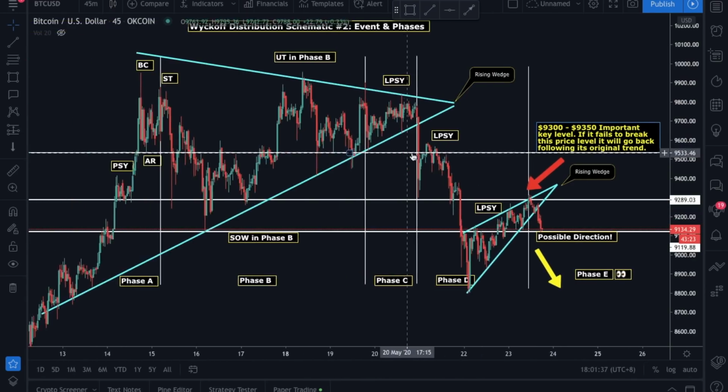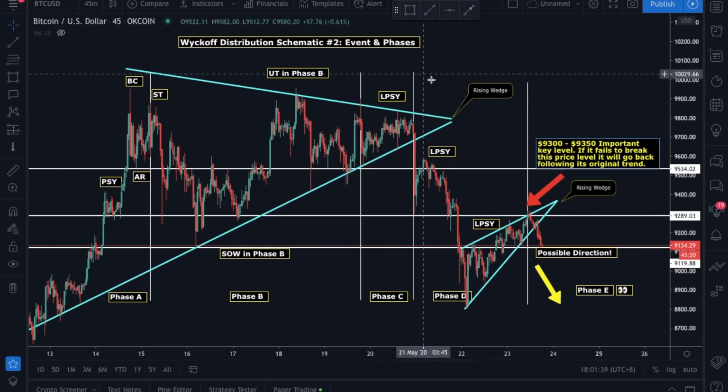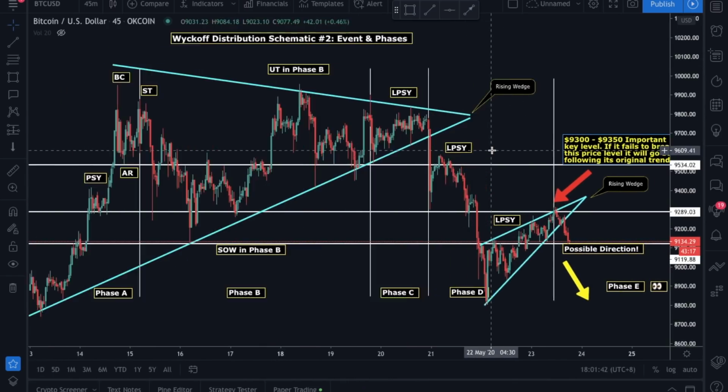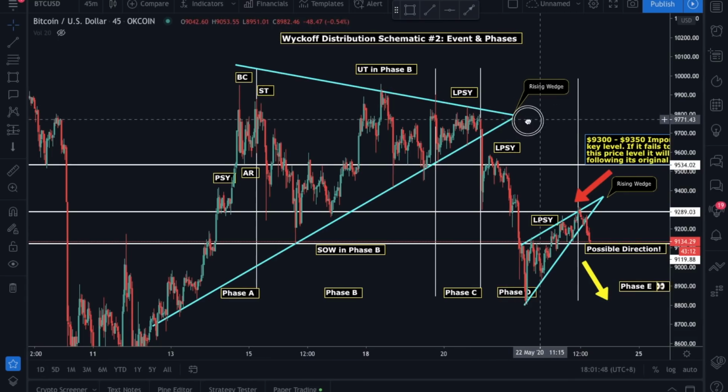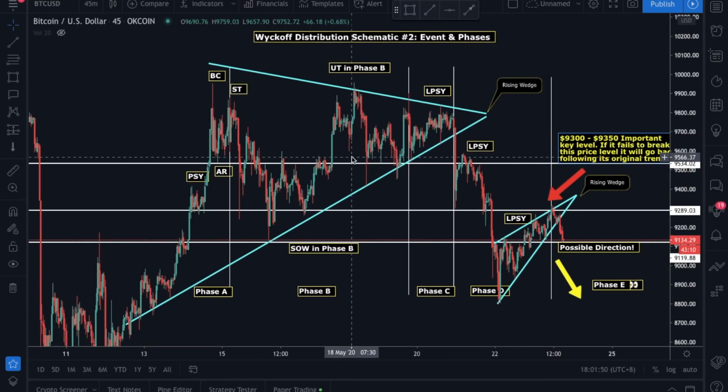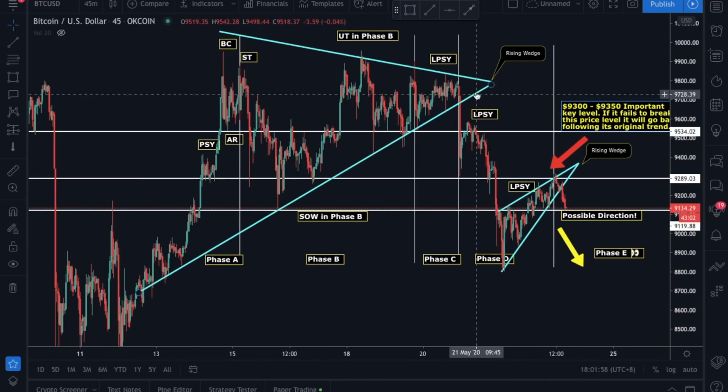But if you look here, this Wyckoff distribution schematic, even in another theory, guys, you can see this whole was a pretty nice rising wedge, isn't it? A rising wedge in a falling market is a bearish scenario. And look, we broke this rising wedge. We can see here, we broke it and then the price started going to the downside.